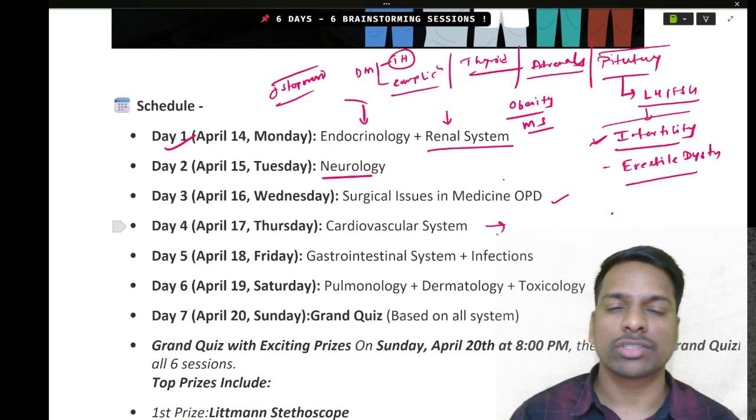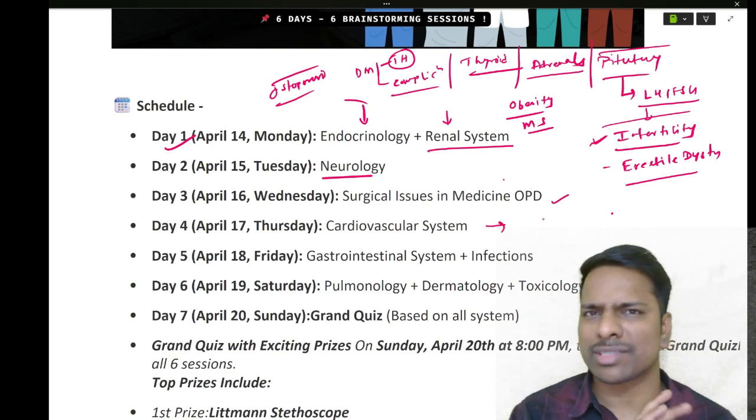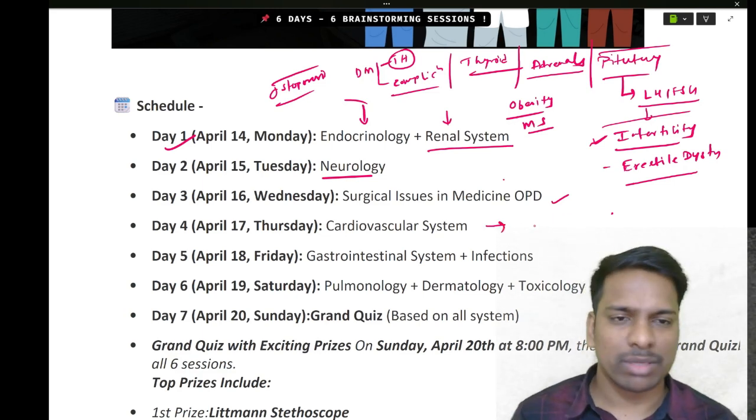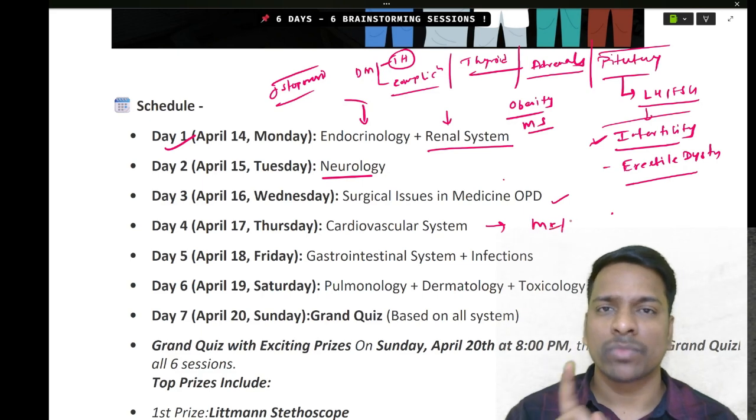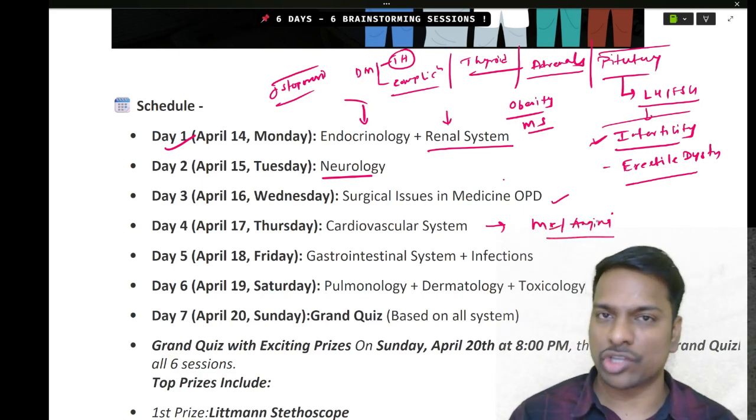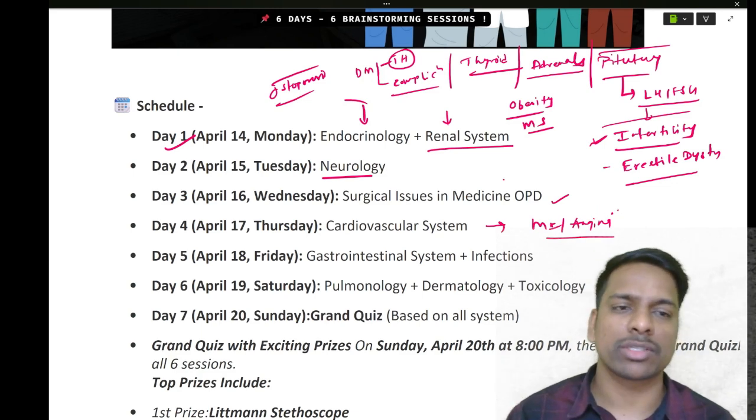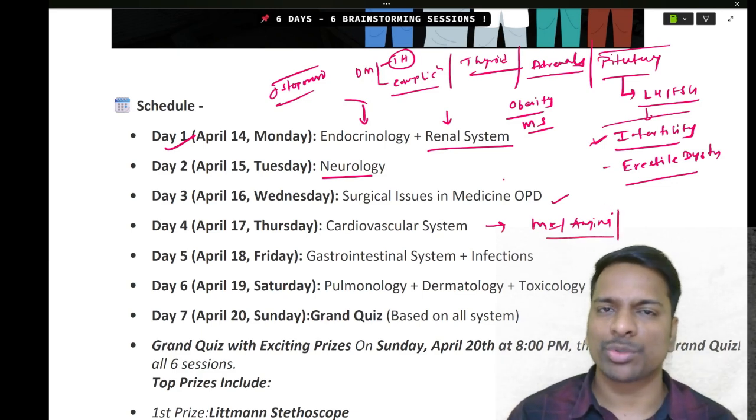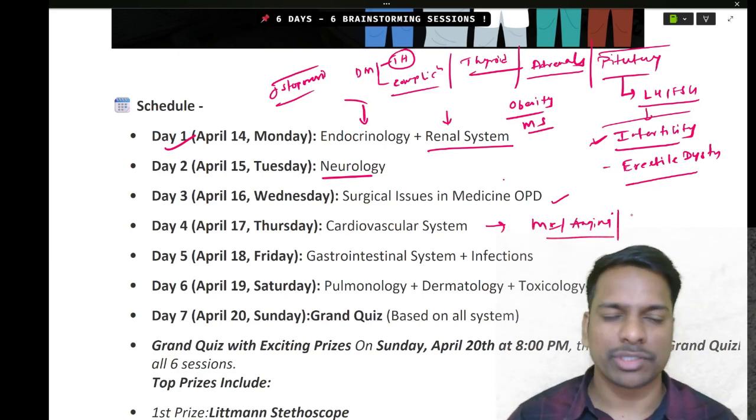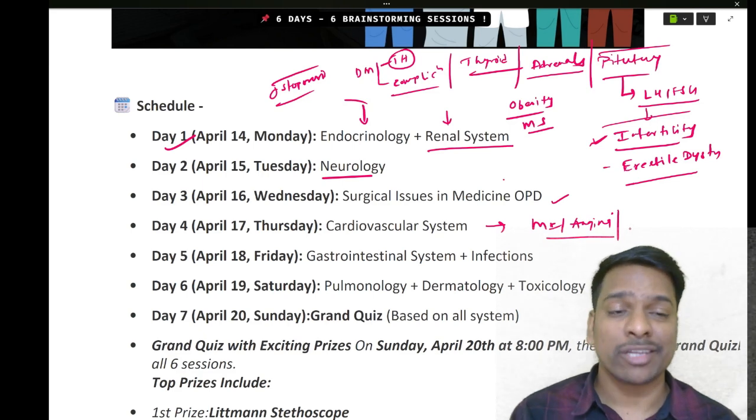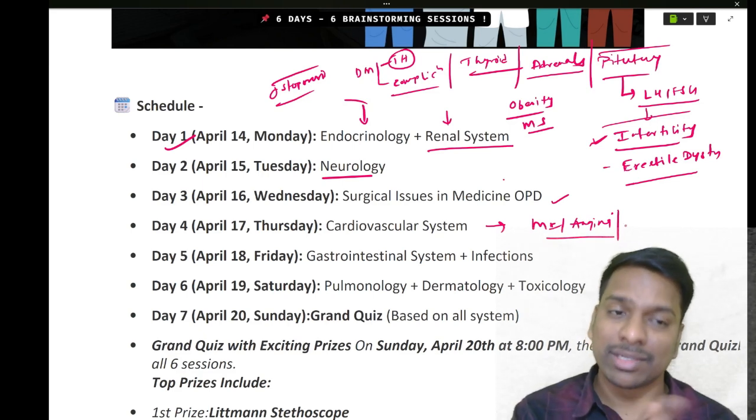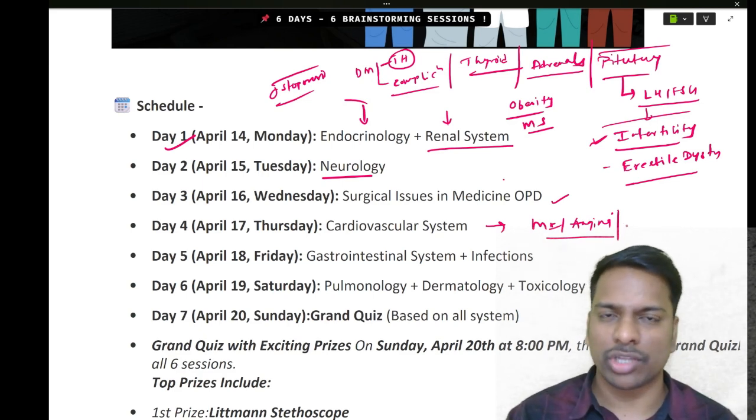Coming to the fourth lecture, CVS, we're absolutely going to discuss that in detail, so don't worry about that. Myocardial infarction, particularly the angina component, because OPDs usually have angina, atypical and typical, and how to manage those and titrate the doses. All those important things we're going to discuss. Unstable angina will also be included in the angina block.